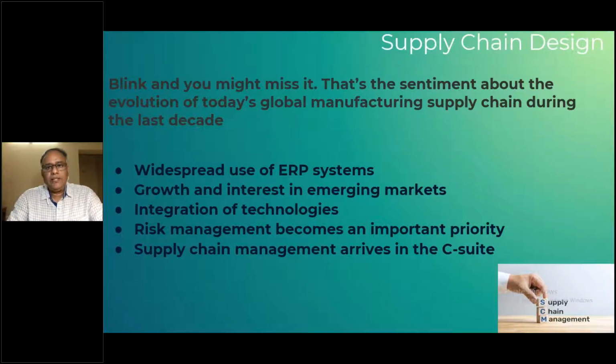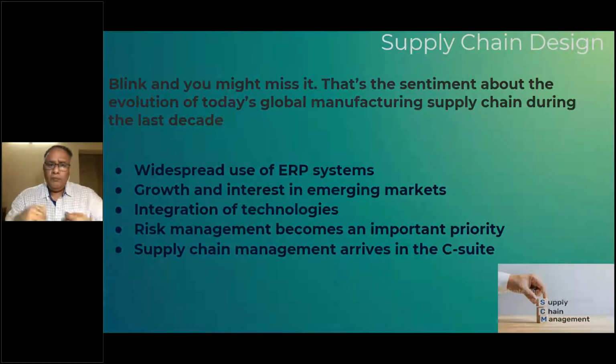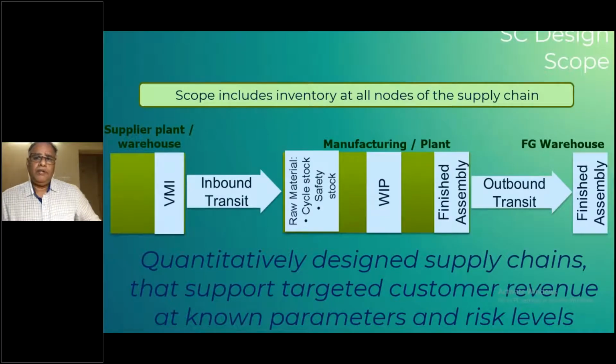So going to the next slide, when we talk about the complete design, we see this model from left to right. Everywhere we talk about inventory, right from the supplier plant till the finished goods inventory. Everywhere we're talking about inventory. Inventory means working capital block, means money is blocked.